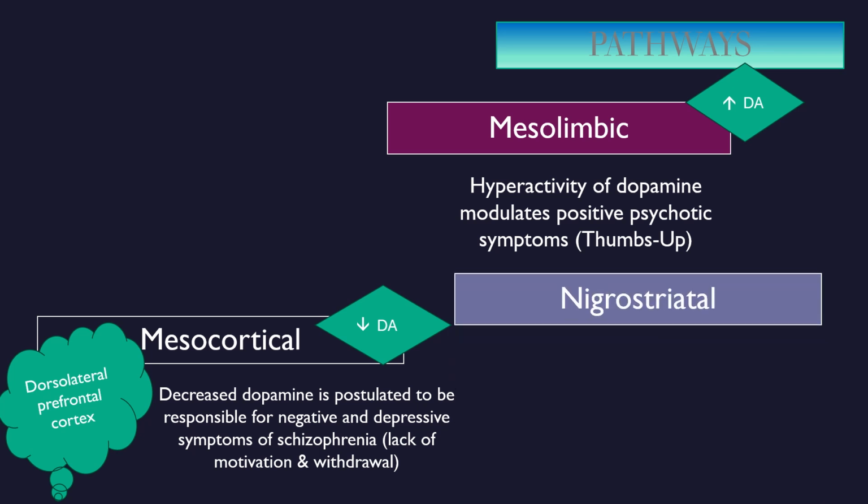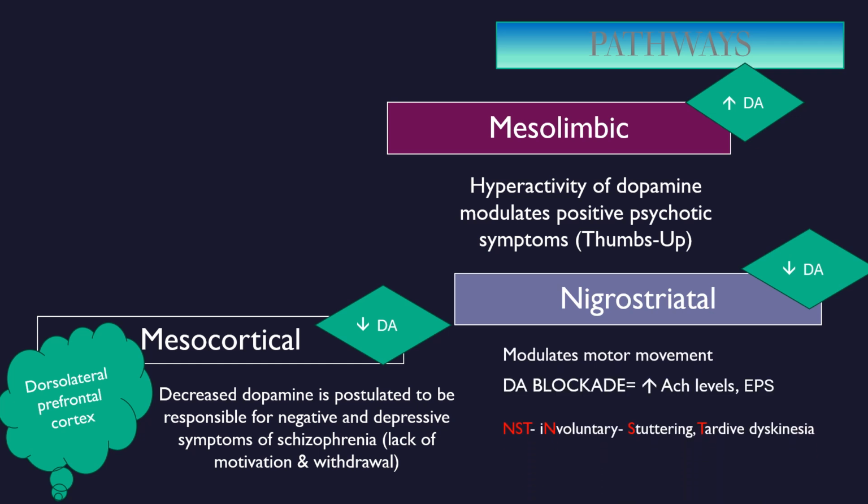The nigrostriatal pathway is affected by a decreased level of dopamine, which normally modulates movement. When dopamine is down, acetylcholine levels are up, resulting in EPS symptoms. The mnemonic NST is for involuntary, stuttering, and tardive. In this pathway, there is an inverse relationship between dopamine and acetylcholine.